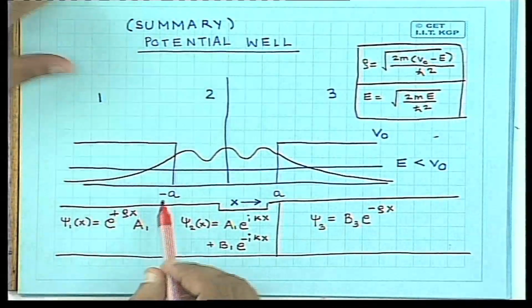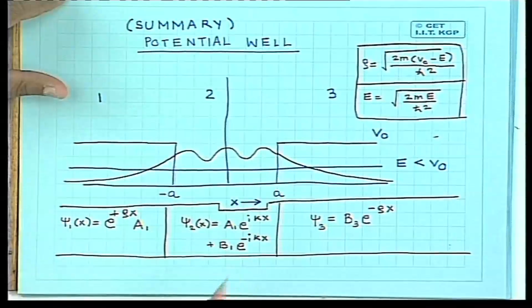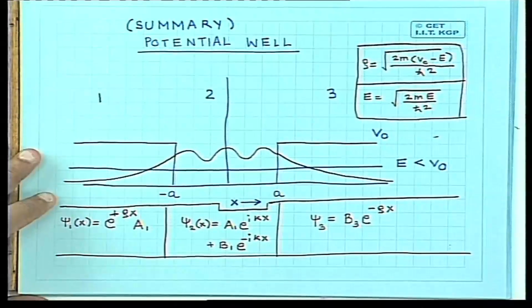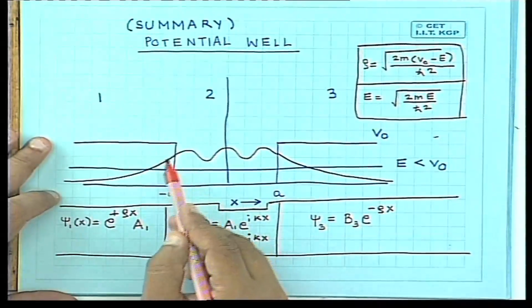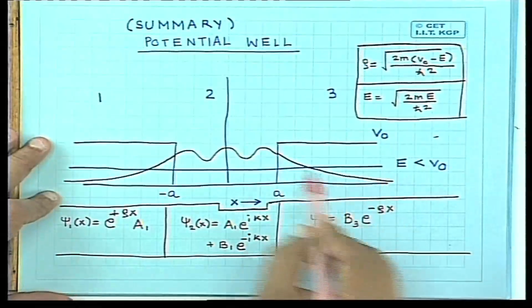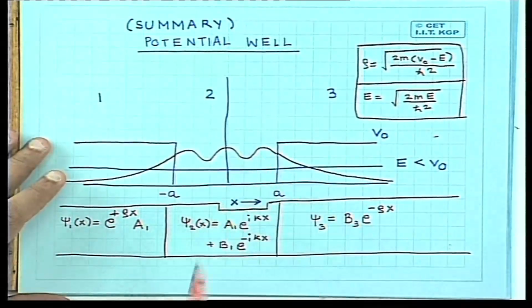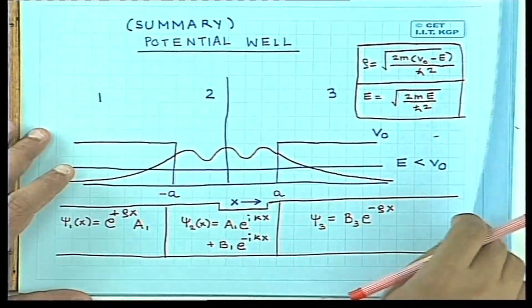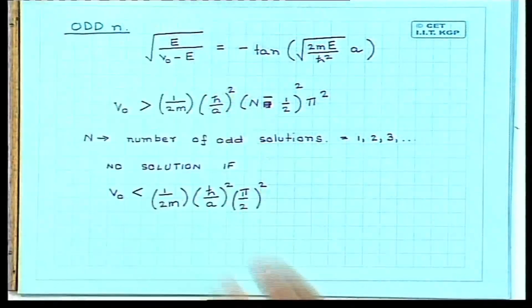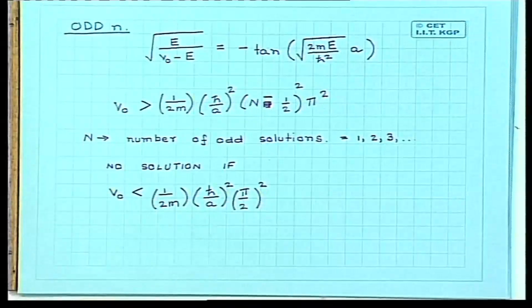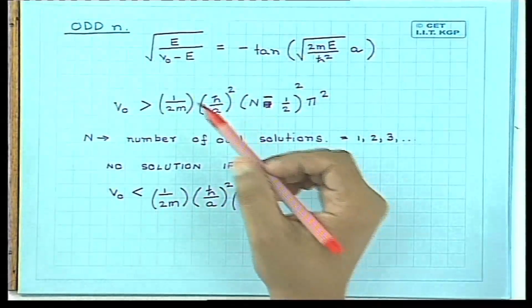And we have to match the boundary conditions at these two points. This is what we were doing in the last class. We were matching the boundary conditions between the exponential wave function here and this oscillating wave function here. And we found that if we matched the boundary conditions, only some values of energy were allowed, and they could be classified into two parts.